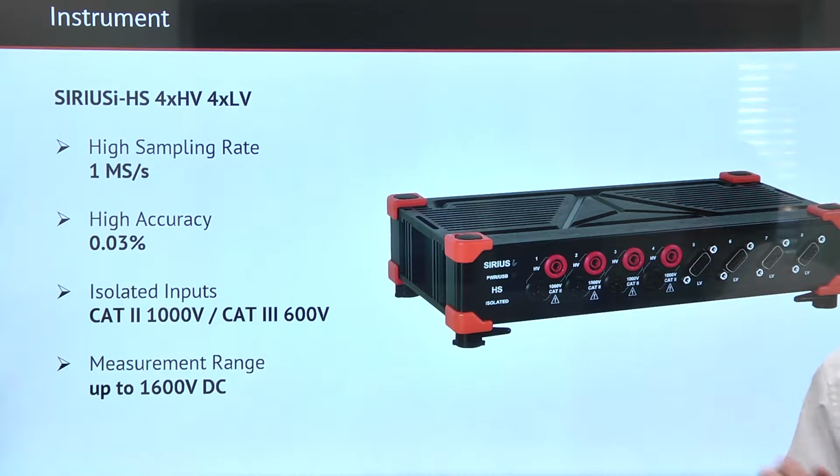With the Dewesoft Series Power Analyzer we have a sampling rate of 1 megasample per second per channel, completely synchronous. We have a basic accuracy of 0.03%. We have isolated and safe inputs for voltage and current measurement. So it's category 2 1000 volts, category 3 600 volts, and the measurement range is up to 1600 volts DC.